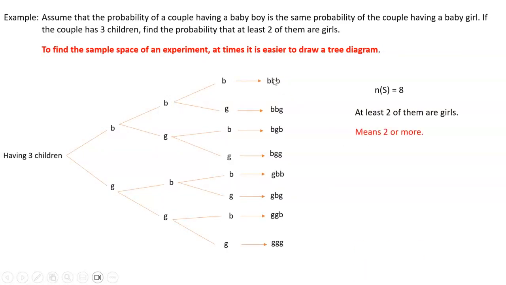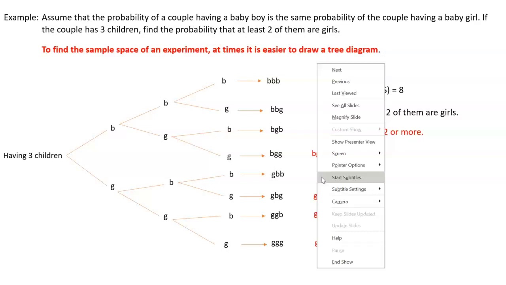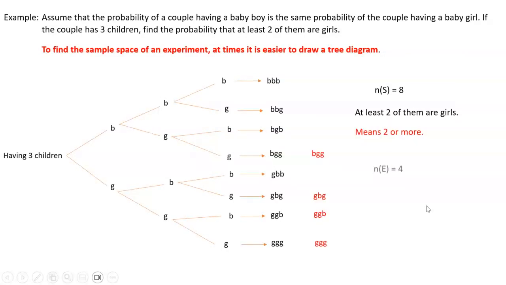2 or more. So let's go to the first one, boy, boy. So the first one's not it. So let's go here to the second one. That means 2 or more. No, it's not it. So we start here. That's my first choice. Girl, boy, boy, that's not it. Now girl, boy, girl is part of the answer, and also girl, girl, boy. It means 2 or more, so it's going to be 2 or 3. So this is my result. So it's going to be 4. So 4 over 8 will give us 1/2. So the probability will be 1/2.